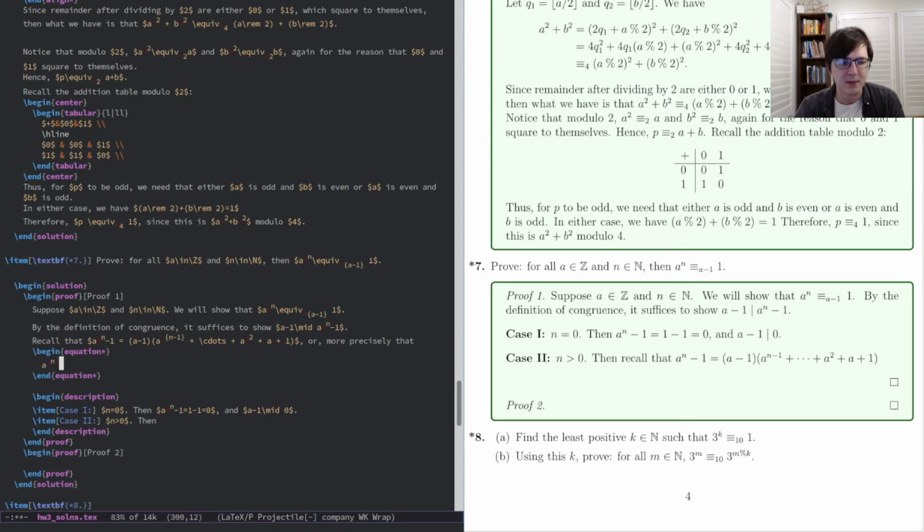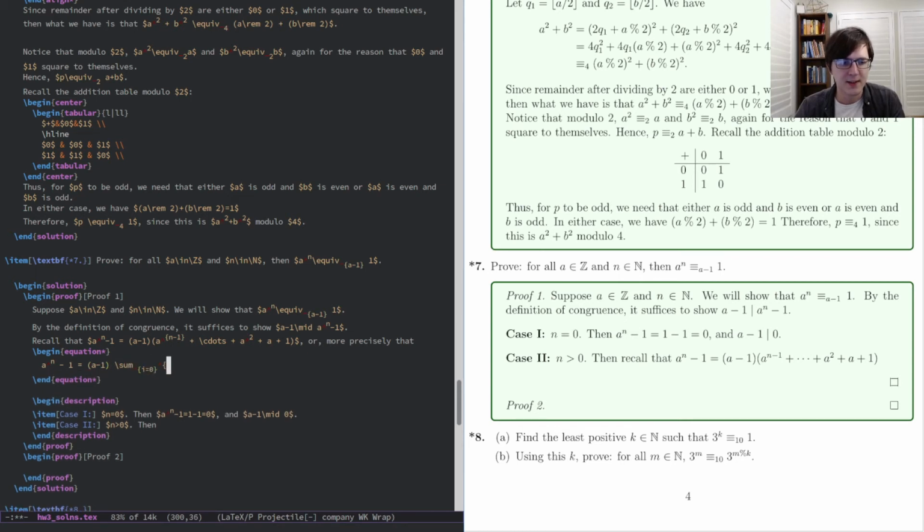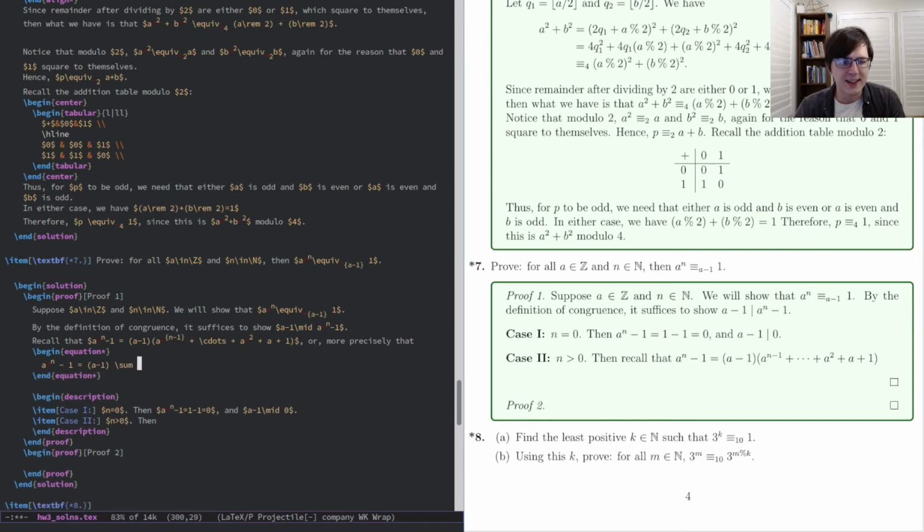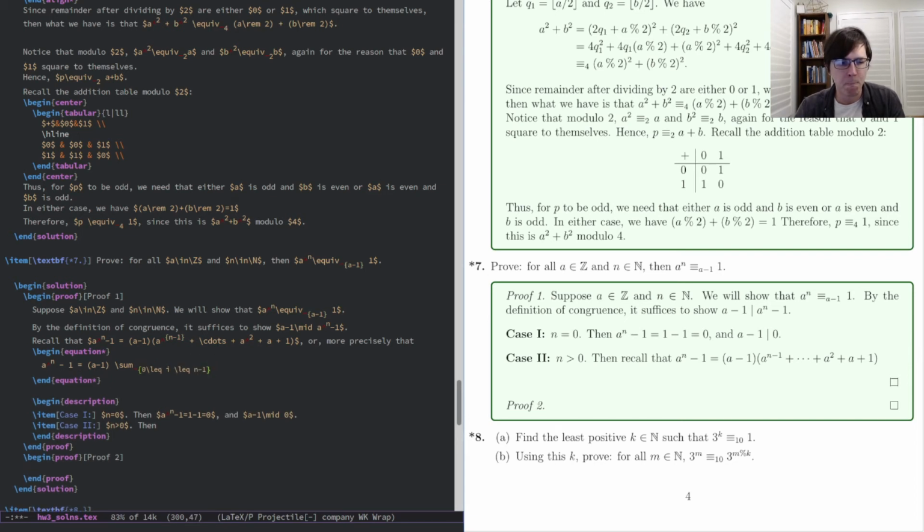That a to the n minus 1 is a minus 1 times the sum of i equals 0 through n minus 1. Also, I don't like writing it like that. I like writing inequality notation. So, which is still valid when n equals 0. Okay.